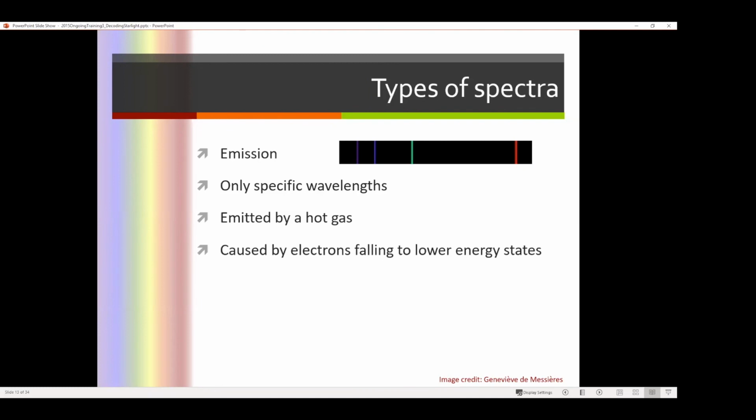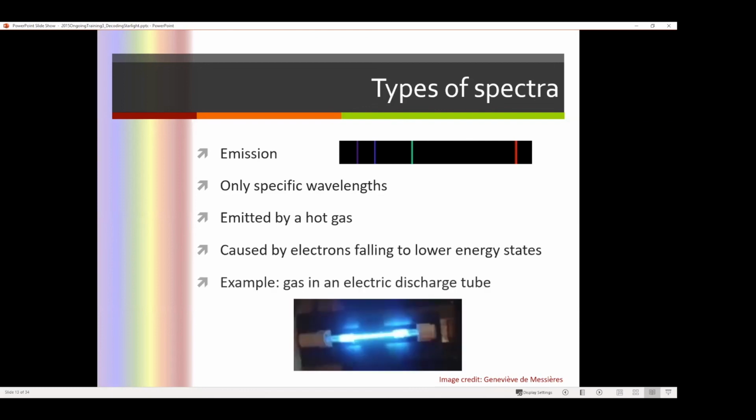They're tootling, zipping around the nucleus of their atom, but they can be at different energy levels around that atom. And as they change, they will cause these light wavelengths to be emitted. And again, I'm going to show that in a second. So an example would be a gas in a discharge tube.